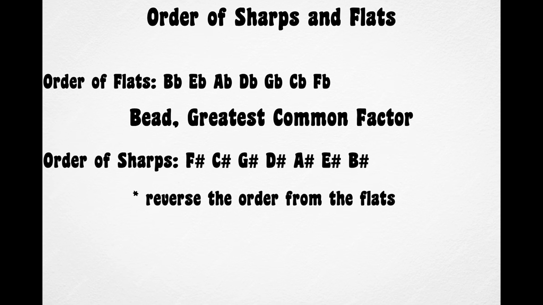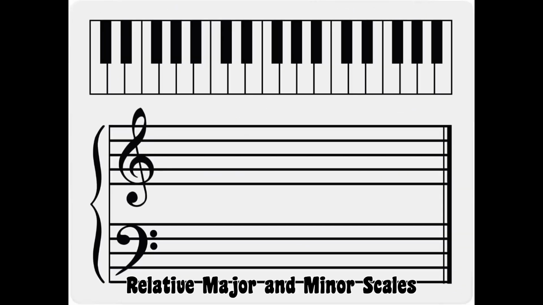If you'll look at them, you'll notice that all of these sharps and flats are all 5 notes apart. And now you're probably starting to put it together why they call it the circle of fifths. So let's talk a little bit about how to find the relative major and minor scales.